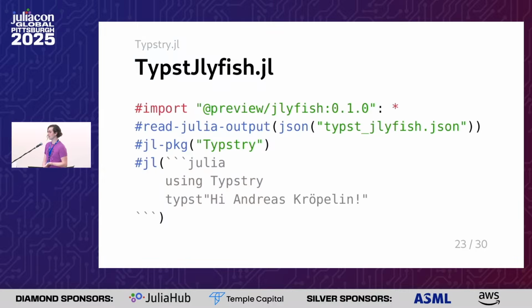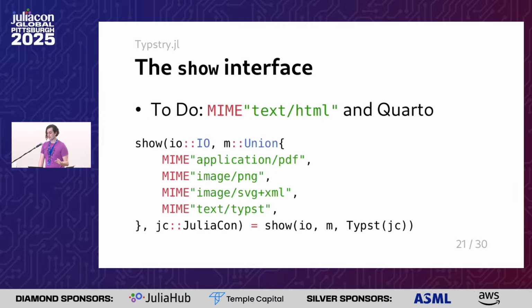We also have Typst Jellyfish, which if you were here last year, you might have seen. If Typstry is the Julia-to-Typst interface, then Typst Jellyfish is the Typst-to-Julia interface, wherein you can run and render output from Julia within your Typst documents. So as you can see in this, in the final JL call, that is Julia code. And so the final output from that block will be rendered into your Typst document. And this doesn't know anything about Typstry. It just uses the show interface, which is an example of why you should implement this.